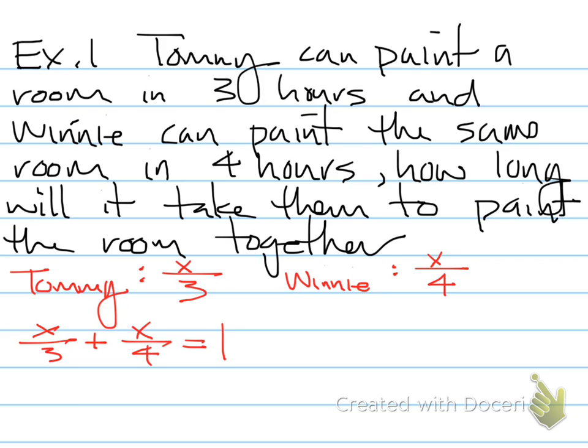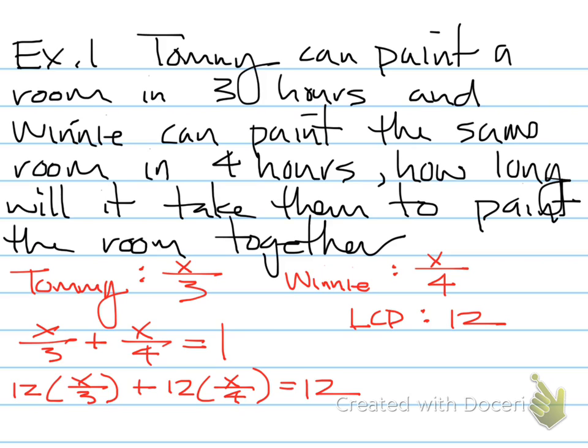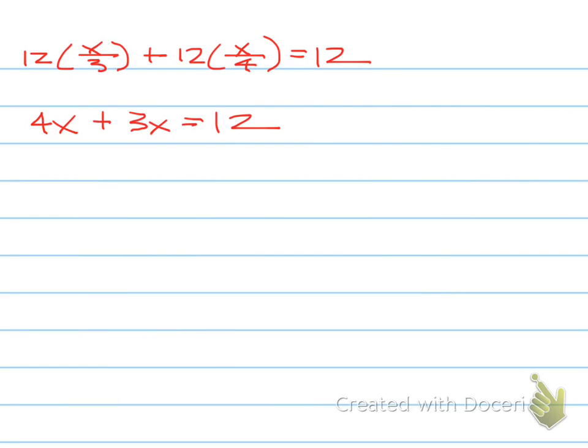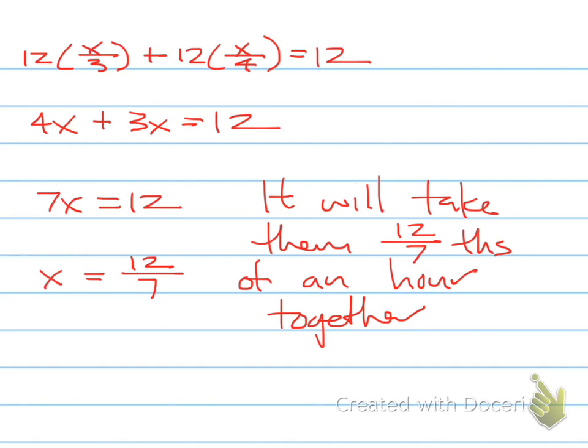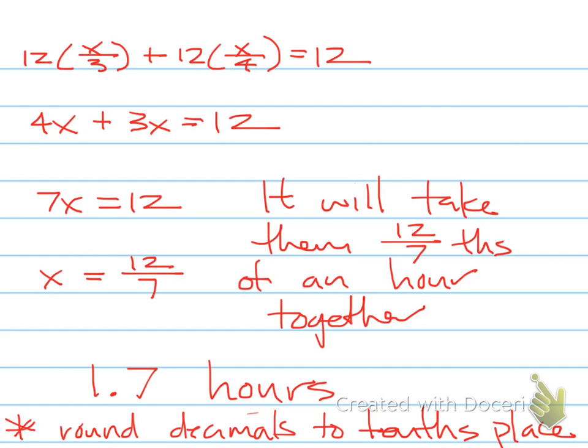First thing you should do anytime you have an equation with fractions, get rid of the fractions by multiplying the whole equation by the lowest common denominator. Lowest common denominator is 12. So once we multiply everything by 12, we get 4x plus 3x equals 12. 4x and 3x is 7x. So x equals 12 over 7. So together, they can paint the room in 12/7 of an hour, which is 1.7 hours. In Go Formative, I want you guys to round your answers to the tenth place.